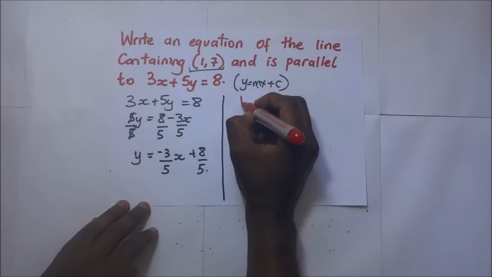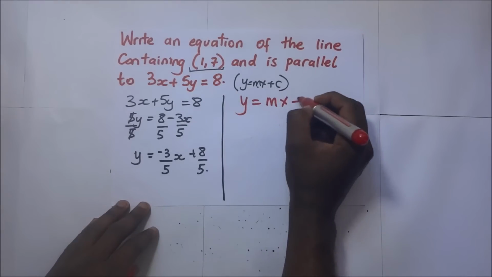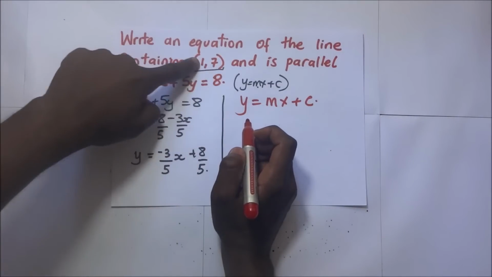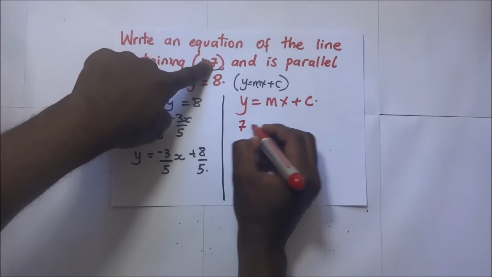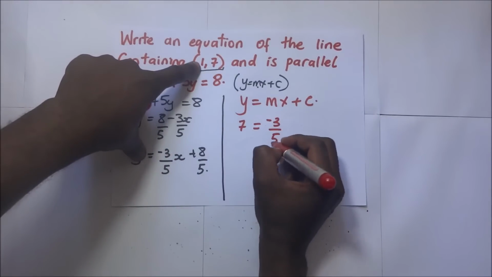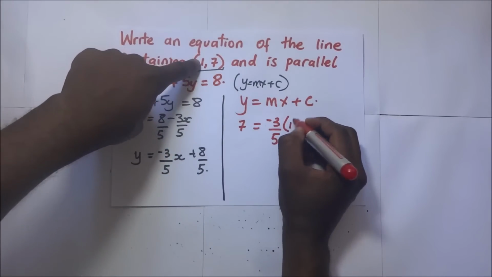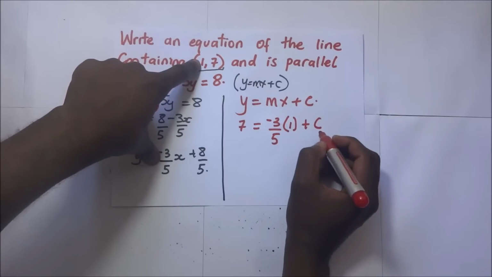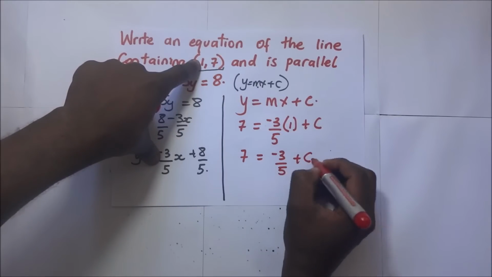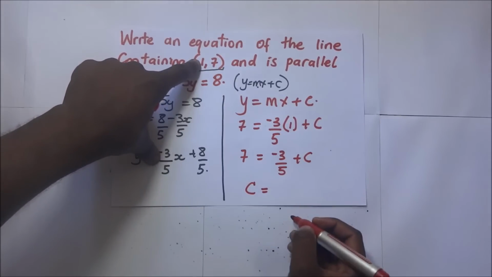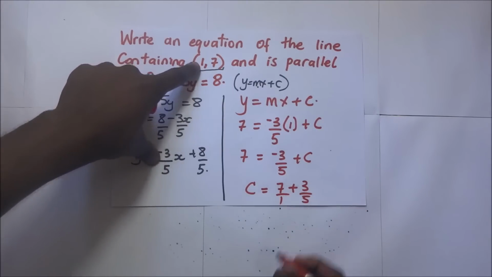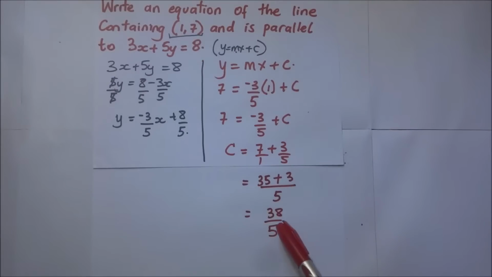So we shall say that the other line we are looking for is y is equal to mx plus c. We have one of its points, it's (1, 7). So 7 is going to be equal to the gradient m, which we have here as negative 3 over 5, times the value of x, x is 1, plus c. So we are trying to look for the value of c. So 7 is going to become negative 3 over 5 plus c. When we make c the subject of the formula, c becomes 7 plus 3 over 5. So our value of c is 38 over 5.